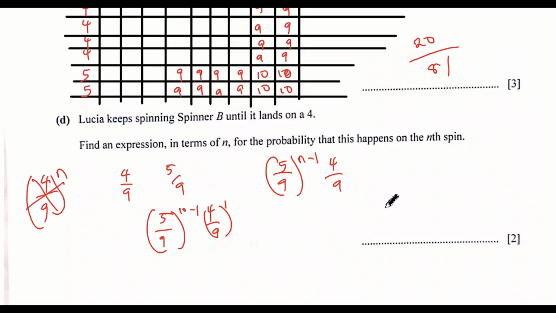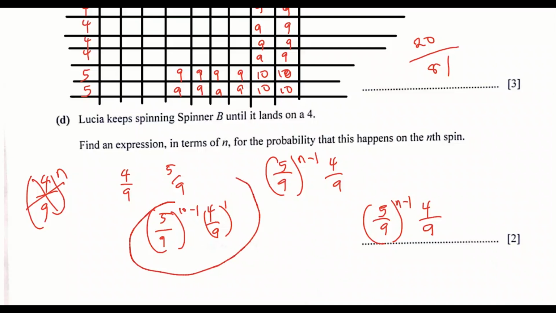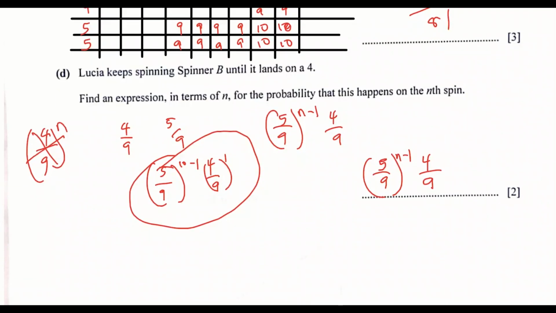So the formula will be 5 out of 9 to the power of n minus 1, then multiplied by 4 out of 9. This will be the nth term for the probability that this happens on the nth spin. For instance, this one happens on the 10th spin, which is the example I cited here. So that is how to get the answer.